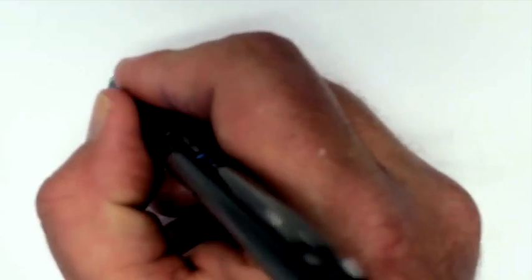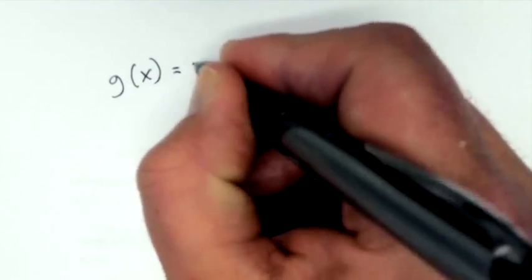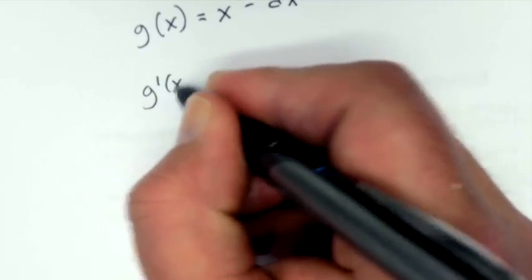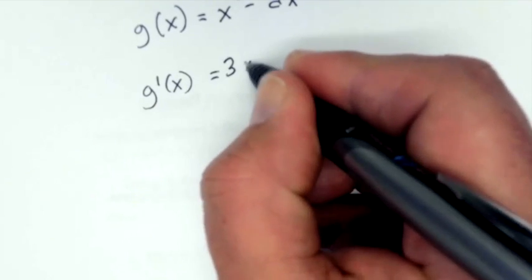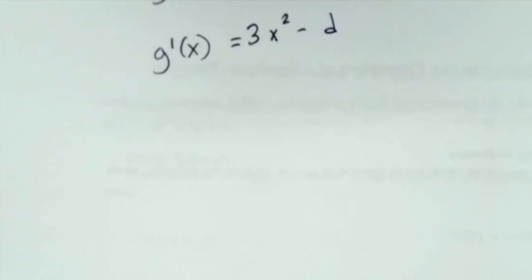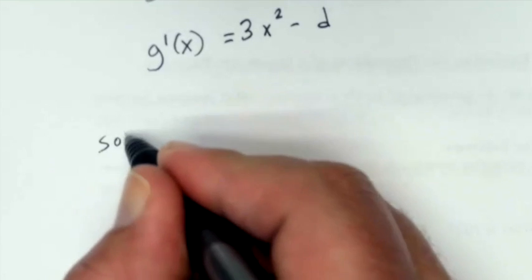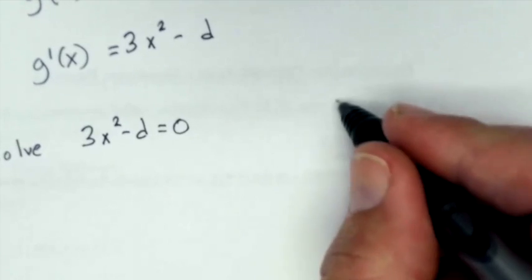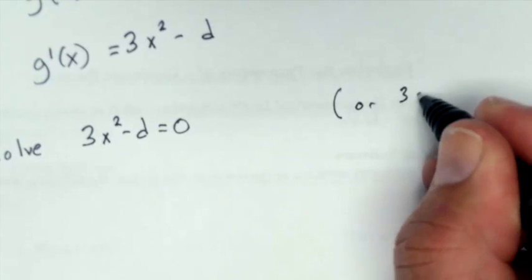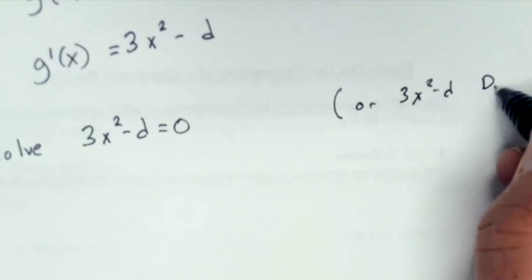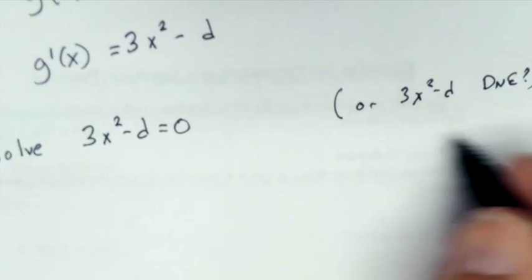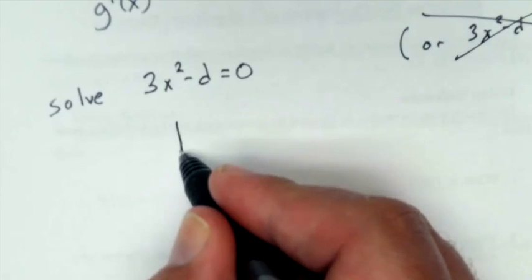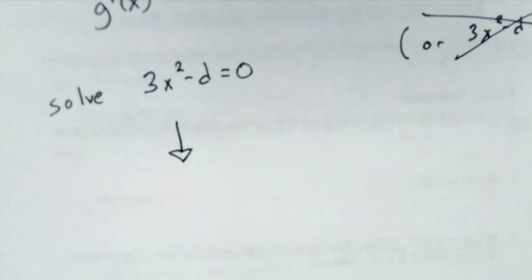So y'all told me correctly that if g of x is equal to x cubed minus dx, then g prime of x is equal to 3x squared minus d. And so I want to solve 3x squared minus d equals 0. Technically, I should also look at where 3x squared minus d does not exist, but that doesn't actually come into play because it's a polynomial. So in this case, you can ignore that. Let's go through and solve 3x squared minus d. What's the first thing I should do?